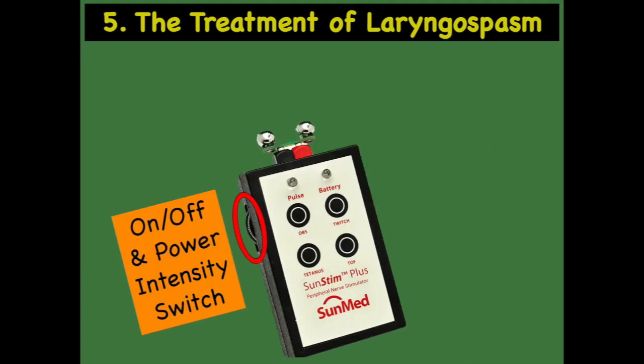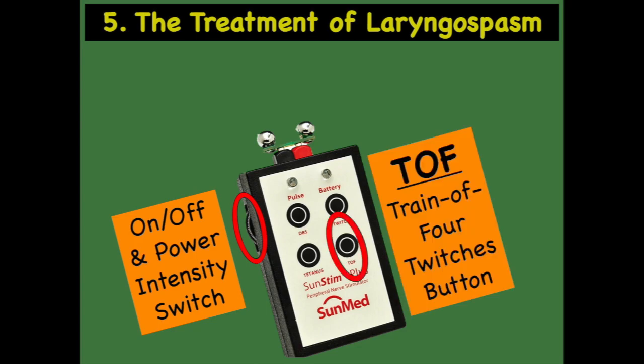So I'm showing you the basic parts of the peripheral nerve stimulator. You can see that there's an off-on switch. It's actually a dial, and you can dial up the amount of electricity that you're giving the patient for the shock. I usually turn it on full blast. And you can see that this looks a lot like an old transistor radio. Then we'll be using the TOF button.